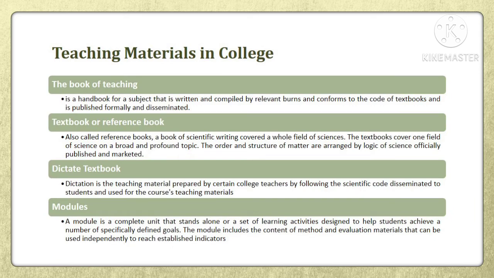So, there are 4 teaching materials in college. The first is the book of teaching, the second is the textbook or reference book, the third is the dictation book, and the fourth is modules. A typical type of teaching material used in college includes textbooks and modules. Other teaching materials are certainly varied, but this section considers only the 4 ingredients as an introduction.